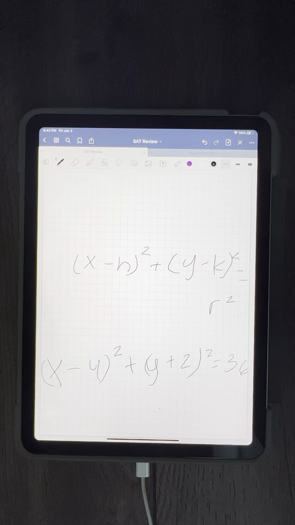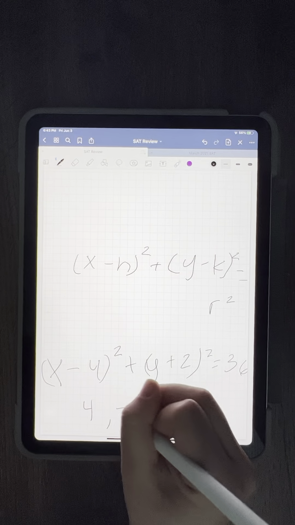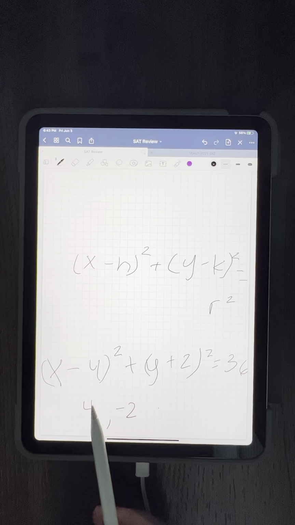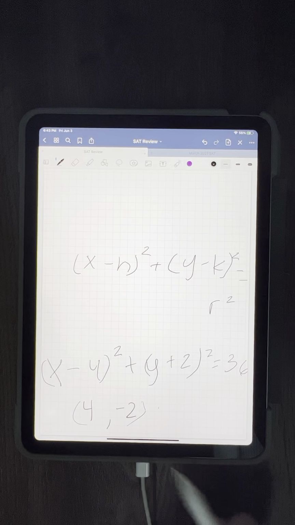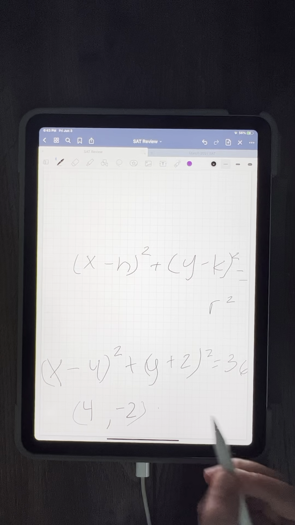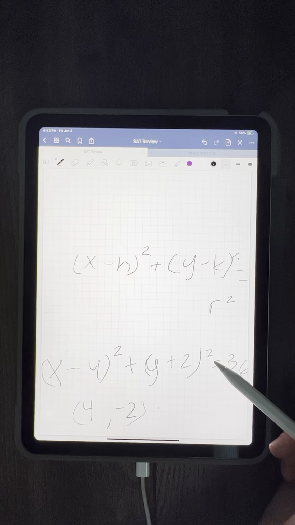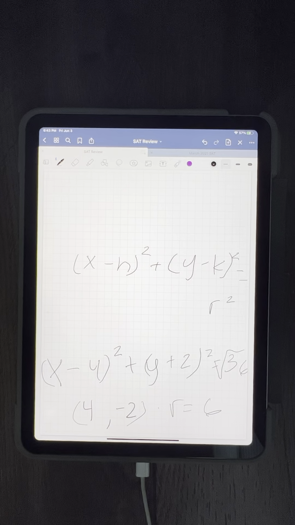If they ask us what the center is, it's 4, negative 2, right? Because when it's x minus 4, it's positive. When it's y plus 2, it's negative, right? Just make sure you know how to do that. And if I ask you for the radius, because it might ask you for the radius from this, it's going to be 6 because r squared is 36, square root of 36 is 6, so r equals 6, right?